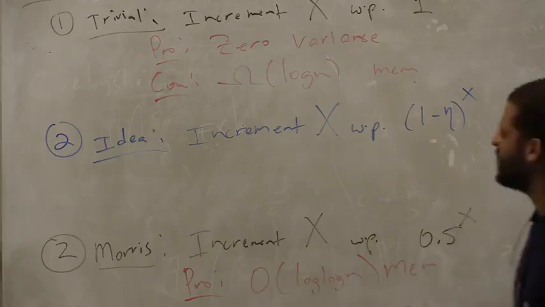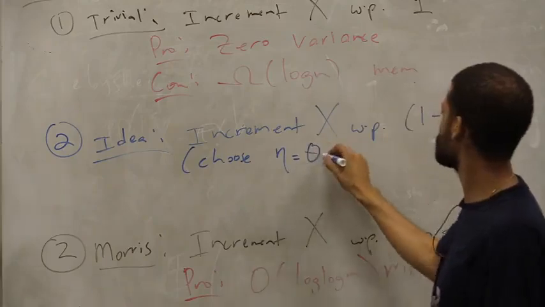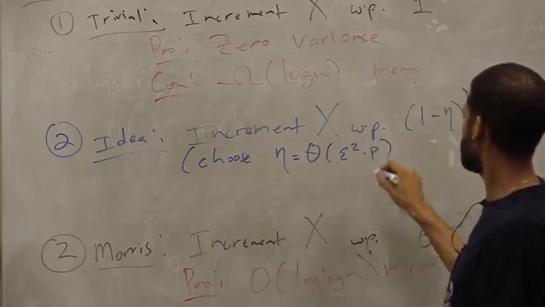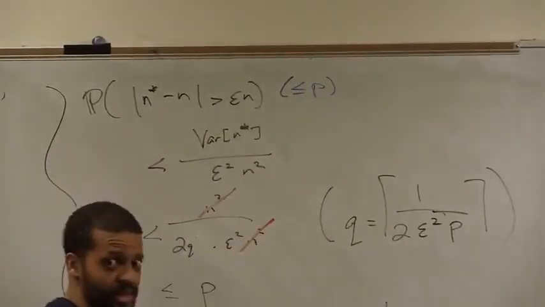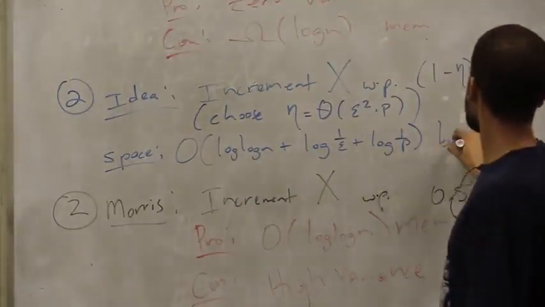And what you can show is, if you choose eta to be something proportional to epsilon squared times p, then it gives you exactly what you want. You can prove that if you do that, you'll have an estimator such that the probability that you deviate from the answer by more than epsilon n will be at most p, exactly what you want. And you can prove that your space complexity will be something like O of log n plus log 1 over epsilon plus log 1 over p bits. Okay?